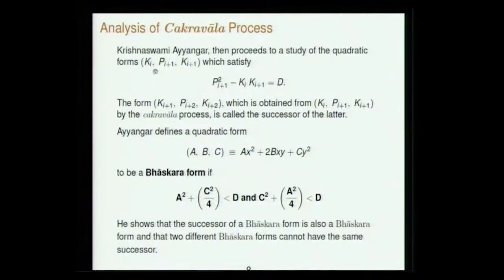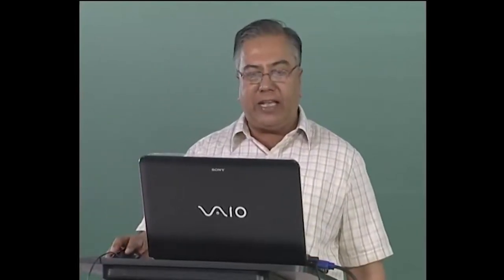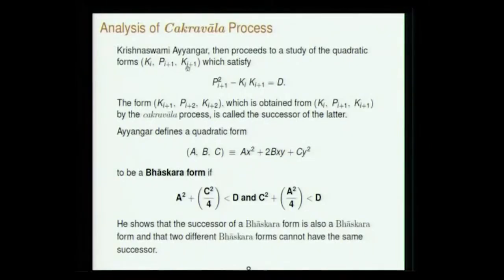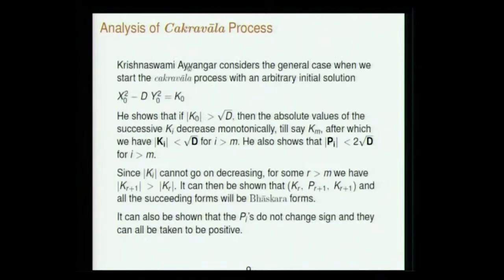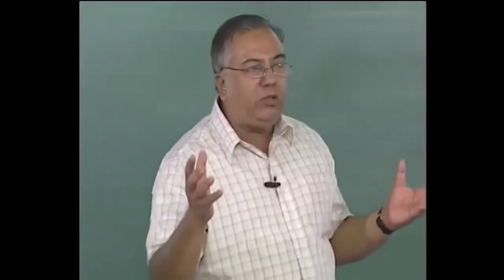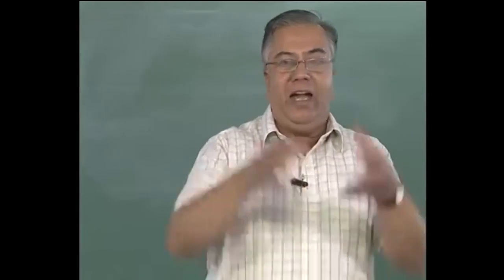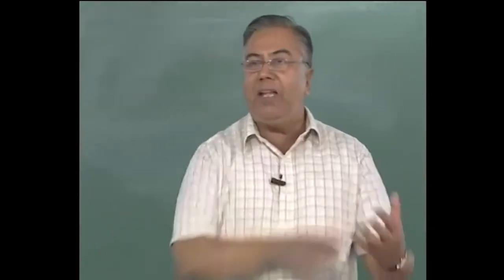And now in the Chakravala, what is happening? You start with a k naught and a p naught, then you go to p 1 first, from that you will find k 1 also. So, in the Chakravala, you will successively get successive quadratic forms. So, the successor of a Bhaskara form by doing Chakravala process, Krishna Swami Iyengar showed, is also a Bhaskara form. And then he even showed that you can start with any value of k and do Chakravala, you will eventually come to a value of k which is less than root d, and later on you will move within the region k less than root d and p less than 2 root d. So both k's and p's are bounded by root d and 2 root d, and k and p are integers, and if they are bounded by root d and 2 root d, after some time they have to repeat in a cycle.